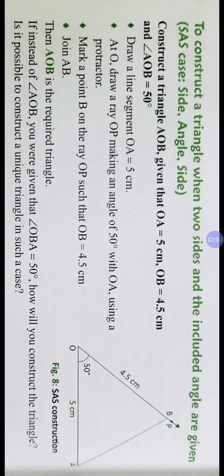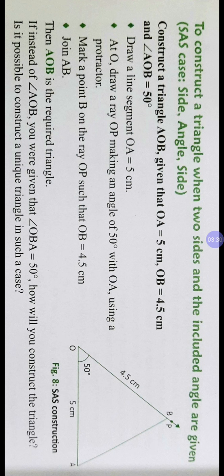So what is given here? OA is equal to 5 centimeter, OB is equal to 4.5 centimeter and angle AOB is 50 degree. So all those things are given. Now we will construct the triangle. First we will draw a side. Let's draw side OA, that is 5 centimeter.